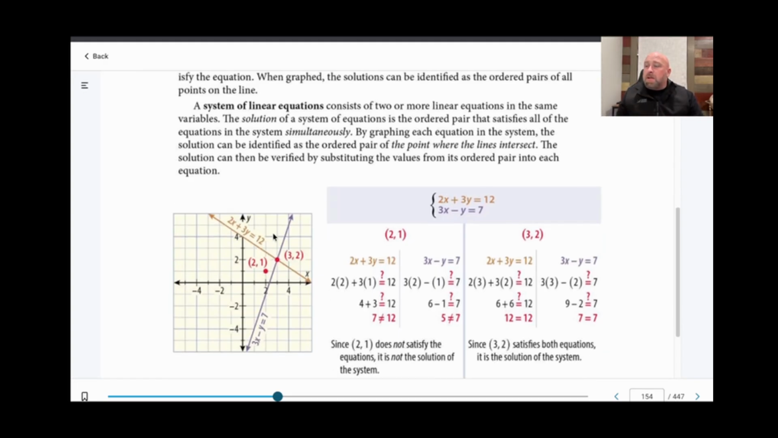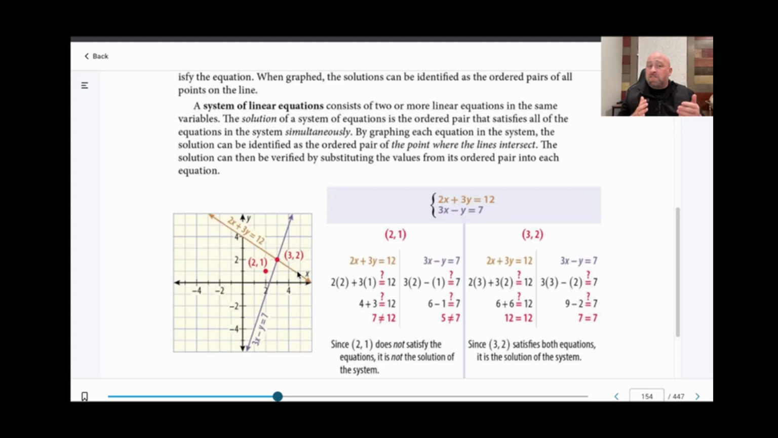If you look down here on page 154, you're going to see these two lines cross each other right here at (3, 2). 3 on the x, 1, 2, 3, and then 2 up on the y, 1, 2. What does that mean? It means that's the point of intersection. That's the point where they cross each other, in this case, where this yellow line crosses over the purple line. And so we can figure that out.